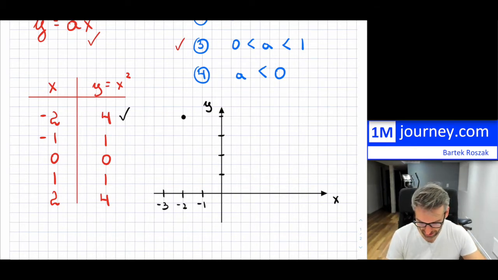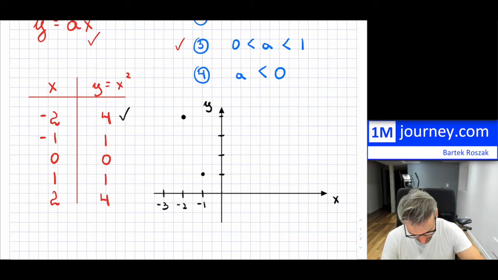And then at -1, it is equal to 1. So that would have been right here. Then at 0, it's going to be just at 0. And then it's going to be 1, 2, let's say 3, and so on. So that's going to be now 1. And then this is going to be 4.